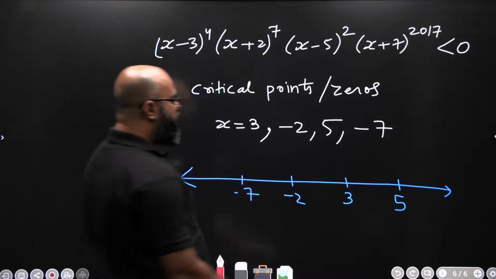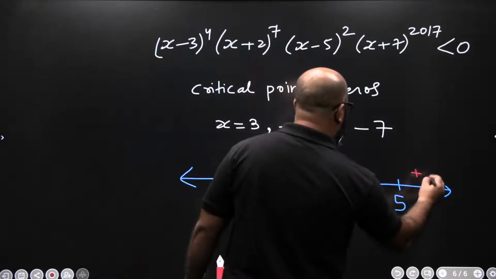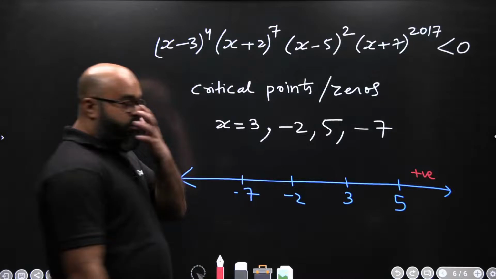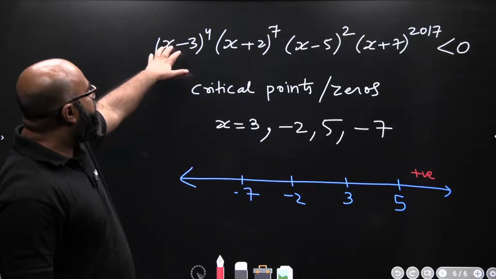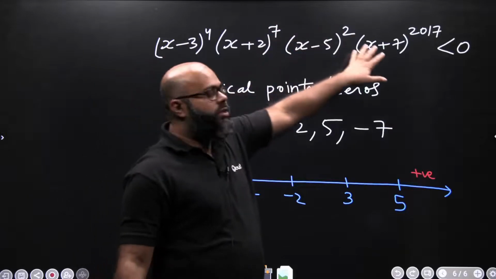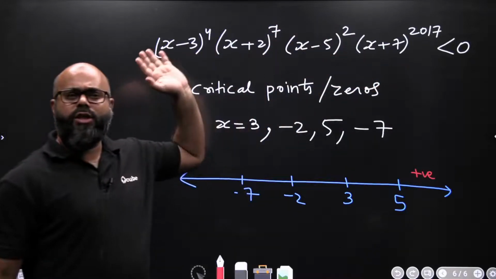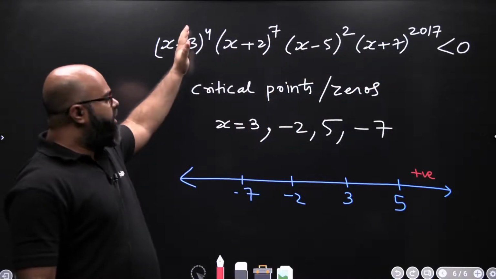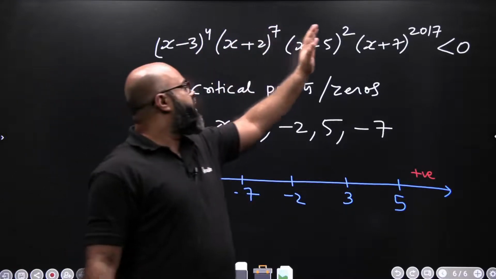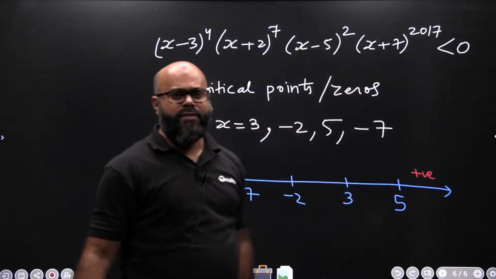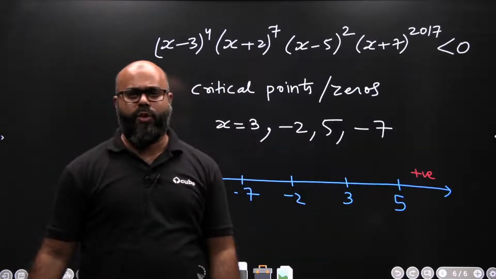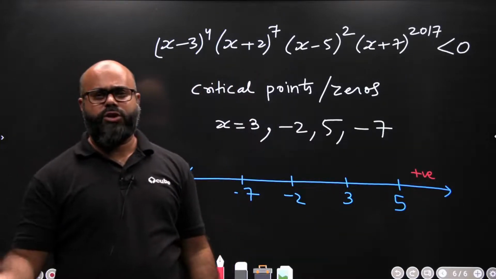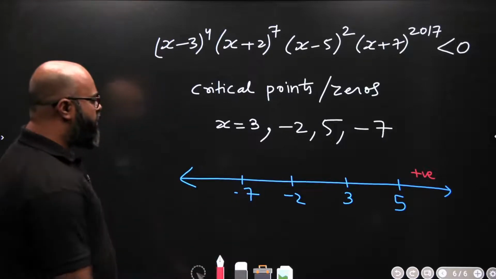Now if we take the signs, it is positive in the rightmost region. Why are we taking positive in the rightmost region? Because if you take any value from the rightmost region, this will be positive, this will be positive, this will be positive, this will be positive, because it is greater than all the critical points. It is greater than 3, greater than minus 2, greater than 5, greater than minus 7. So any point from this region is greater than all the zeros or critical points. The subtraction will give you a positive value, so you will get the multiplication as positive.